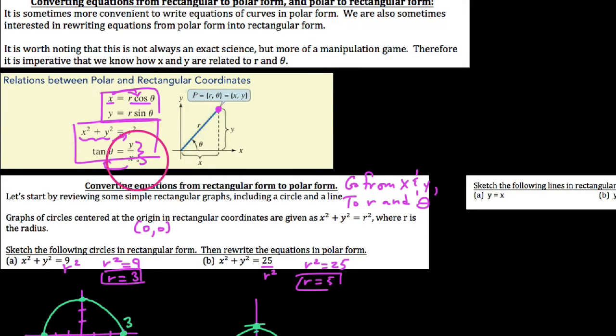So what I'm going to tell you is that it's not just an exact science all the time, but I can give you some suggestions on how we rewrite these into polar form. My first suggestion is going to be this: replace all x with r cosine theta. If you do this, then you've successfully changed all x's into r's and thetas.